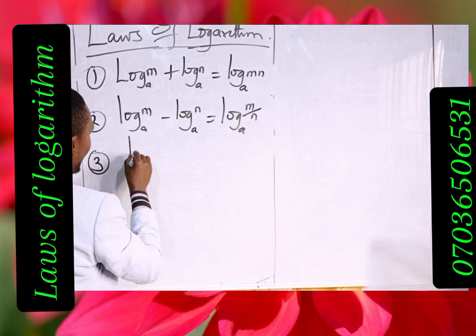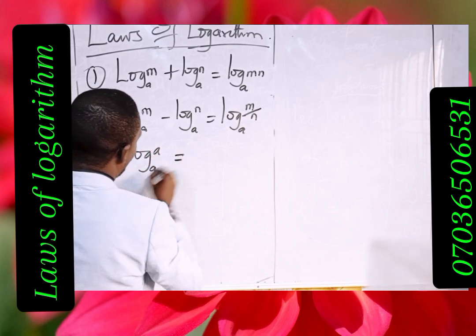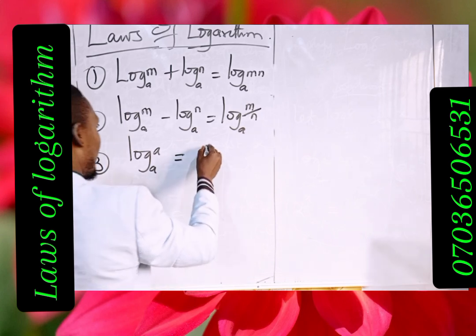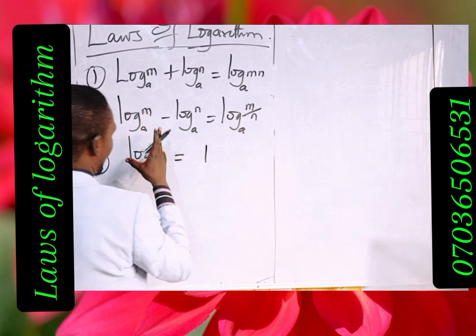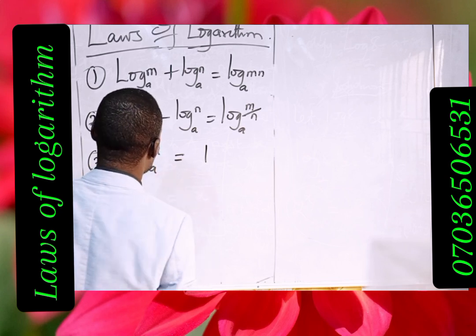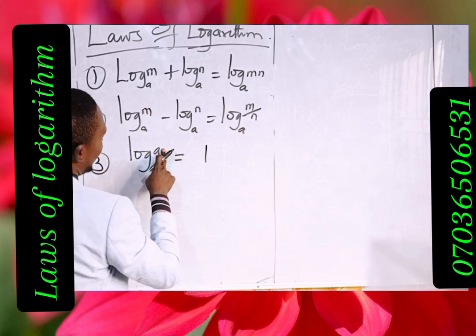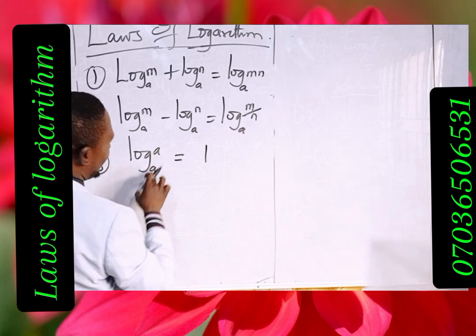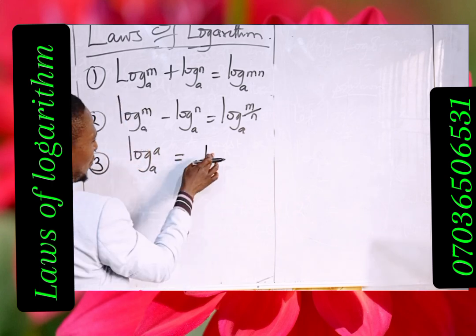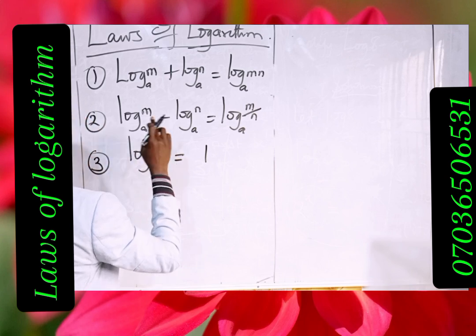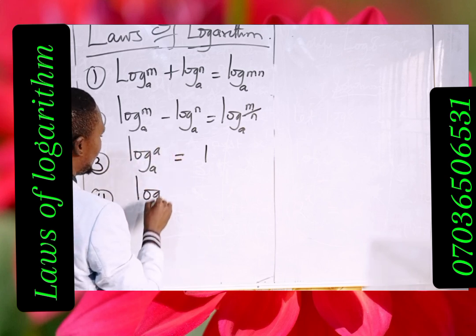Number 3. Yes, log a base a is the same thing as what? 1. This is when you have the same log. The log and the base are what? The same. Good. The log is a and the base is also what? A. So answer is what? 1. If you want to prove this, a raised to power 1 is the same as what? A. Good.